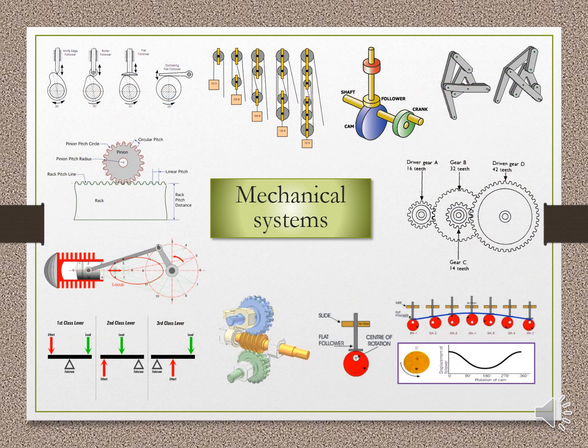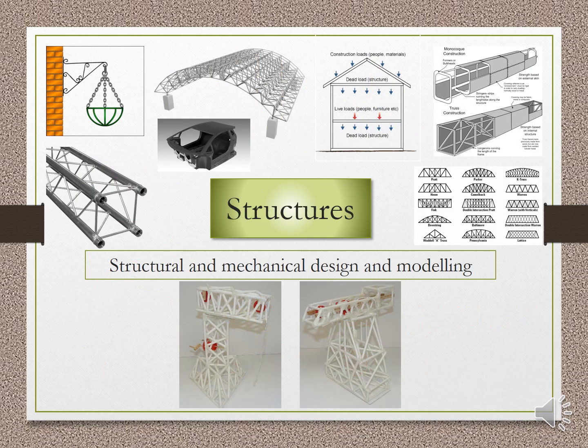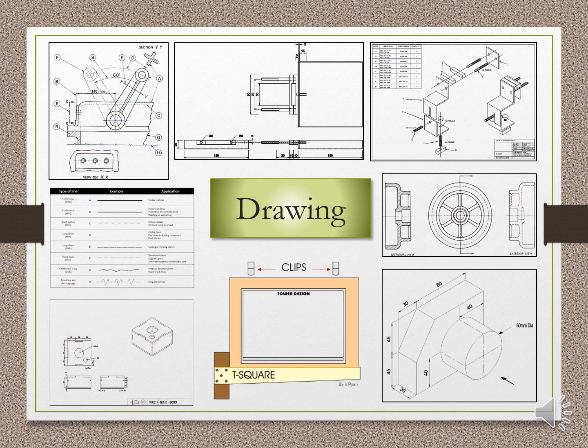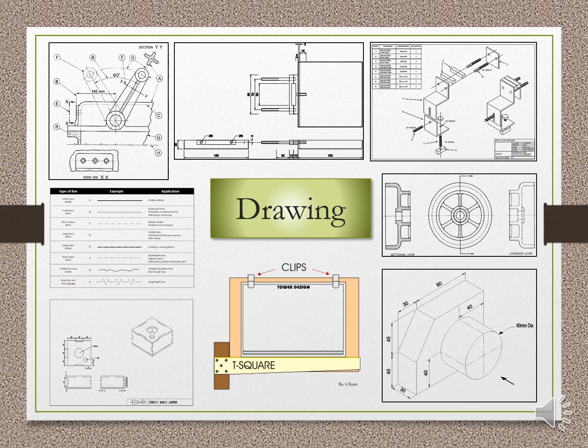There's mechanical systems, so we learn quite a lot about different mechanical systems that we can use. Structures, structural systems, as you can see there. There's quite a lot of electronics, quite a big topic on electronic engineering. Engineering drawing, so that's quite a big one. There's a lot of this come as part of your coursework, so we need to learn how to do engineering drawing properly. So we'll find out about that in the course.